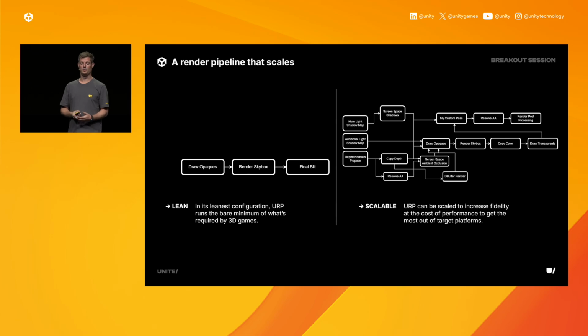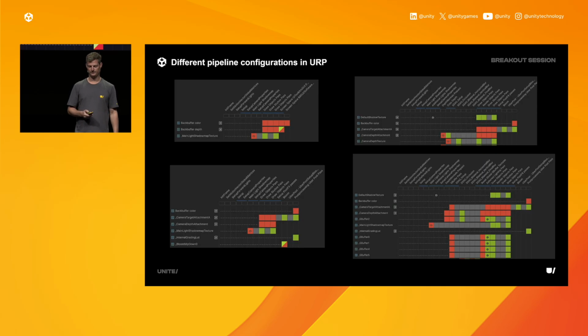And SRPs are meant to be scalable. URP can be a very minimal pipeline in its leanest configuration. And then it scales with more effects you are adding to get the most out of the target platform. Here are some examples of different complexities presented through the render graph viewer, also in Unity 6, from a very simple forward pipeline, so that's directly rendering to the back buffer, to a richer deferred pipeline with effects like SSAO or bloom.